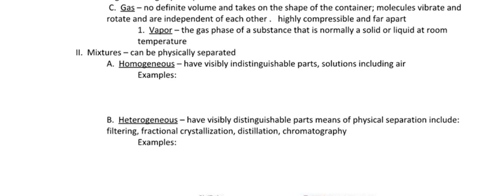Homogeneous, the prefix homo means the same or alike, and so this mixture has visibly indistinguishable parts. I can't look at it and say, oh, I see two phases, I can see two different things in this mixture. Solutions, including air. That's a good thing because I can't see the oxygen in one part of air and the carbon dioxide in another one. I'm assuming that here, where I'm sitting right now, has the same amount of oxygen in the air as if I went someplace else. That would be a homogeneous mixture. So why don't you pause this, come up with a couple examples of your own, and see how they compare to my examples.